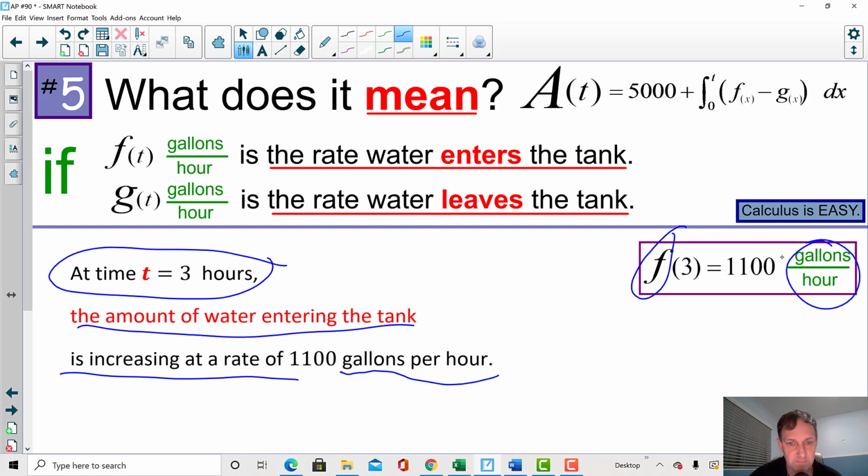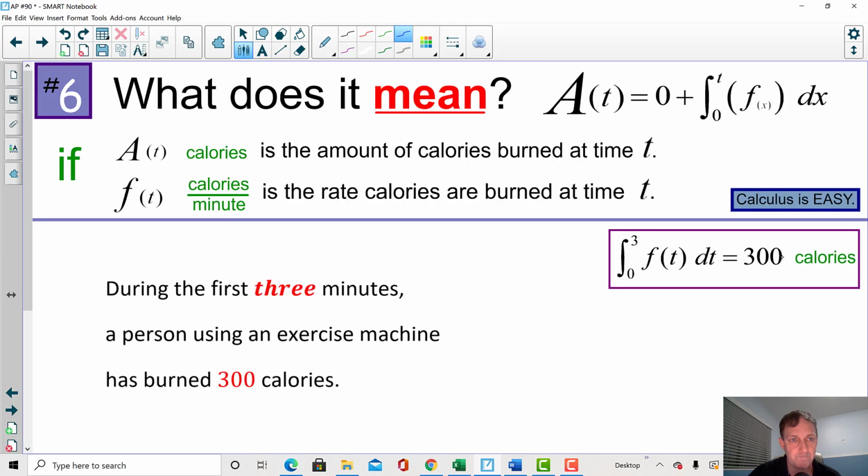Let's take a look at number 6. Okay, for number 6, A would be the amount of calories burned. So there's somebody on an exercise machine, and A would be the amount of calories burned. They don't give you that function. They give you F, which is the rate that calories are burned. But it's just one all-inclusive rate. So we're just dealing with one rate here, so this is nice. This is kind of like A prime. So if we do the integral of A prime, we just get A. So this is just the amount of calories burned.